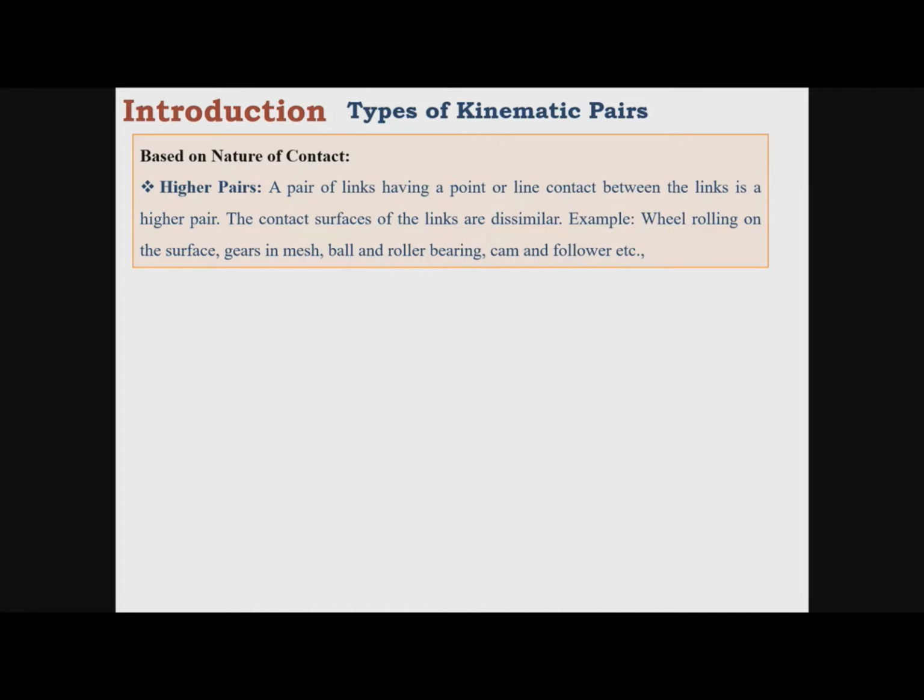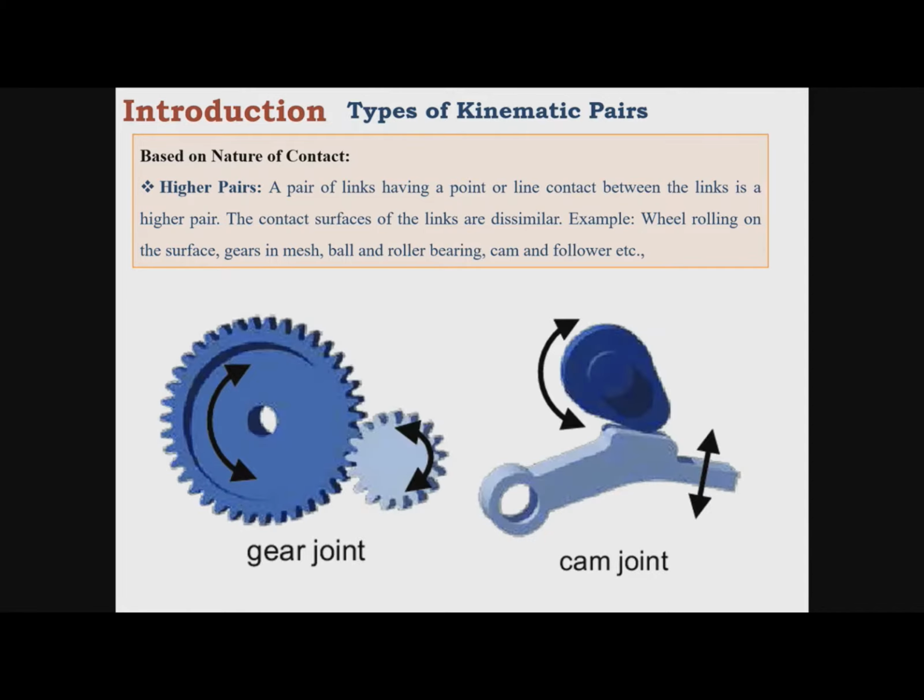Higher pairs, these have line or point contact between the links. The contact surfaces of the links are dissimilar. Examples are wheel rolling on the surface, gears in mesh, ball and roller bearing, cam and follower.